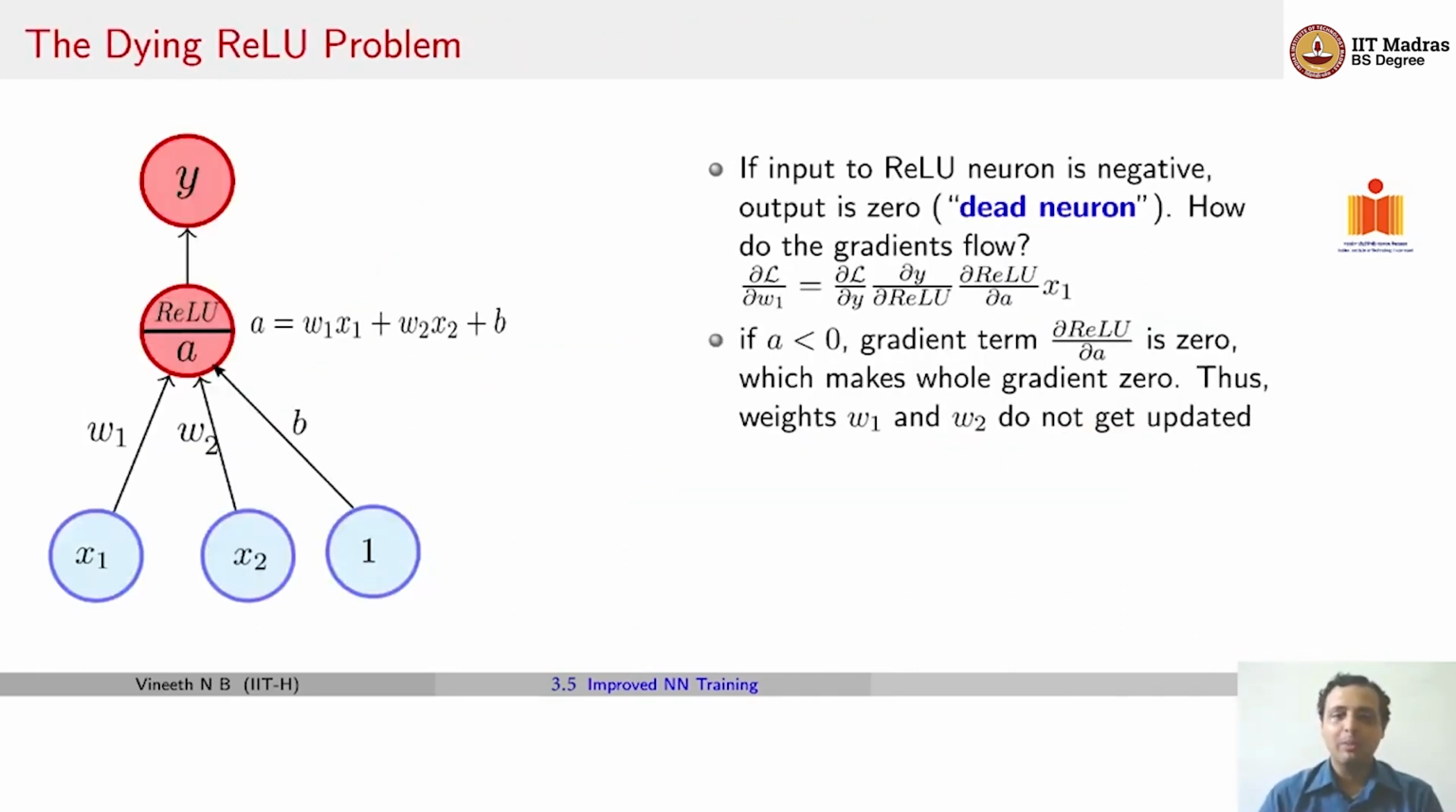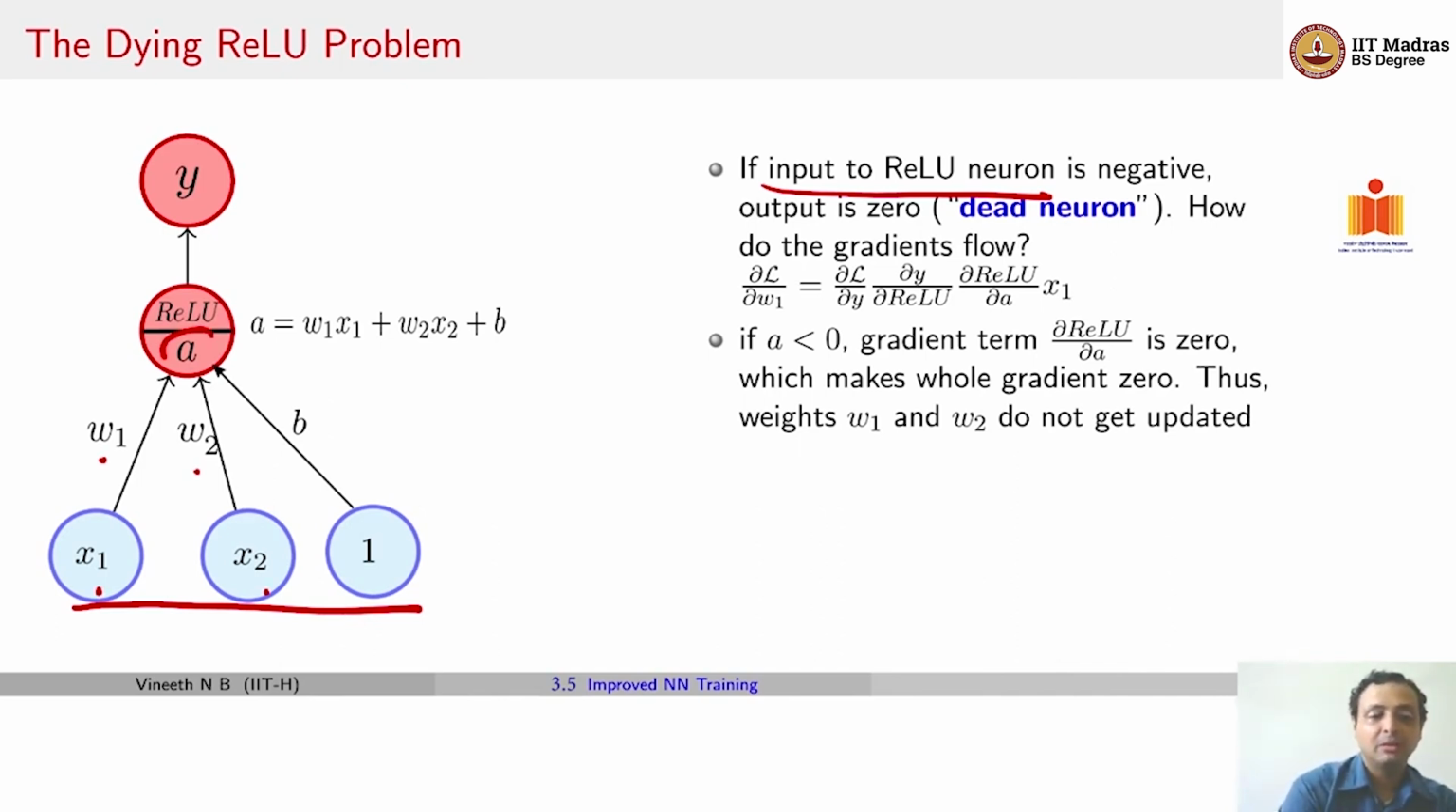But ReLU has one problem, which is known as the dying neuron or dead neuron problem. If the input to a ReLU neuron is negative, the output would be 0. Now let's try to understand how the gradients would flow in this kind of situation. Let's assume that a previous layer's inputs were given this way, with inputs x1, x2, weights w1, w2. A is the pre-activation of that neuron. You then apply ReLU activation and you get the output y.